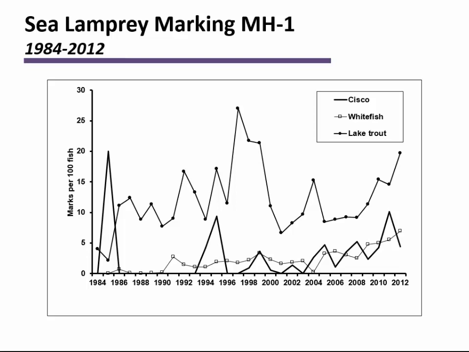So what I'm thinking here is that Cisco are actually providing a buffer to other species when they're small. But once they get large, they're providing a food source that allows sea lamprey larvae to survive and grow to a larger size, where they really become a true predator.